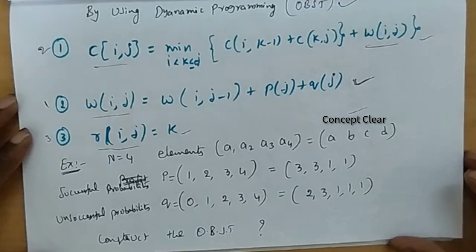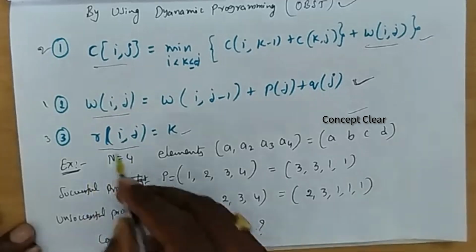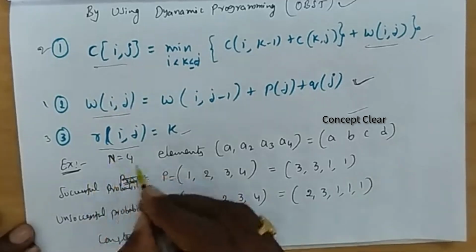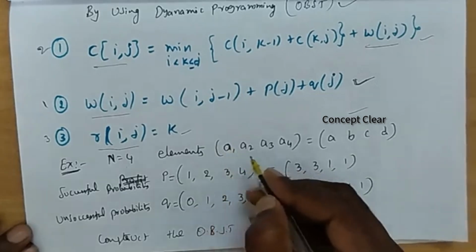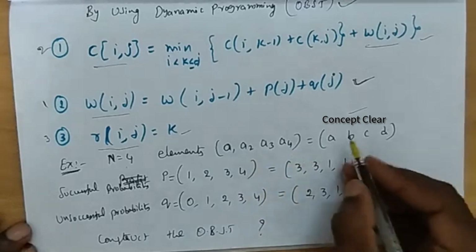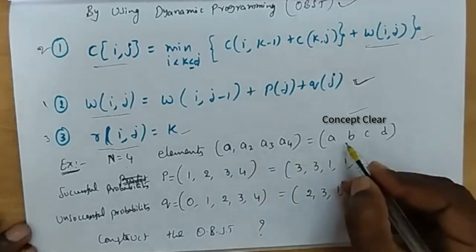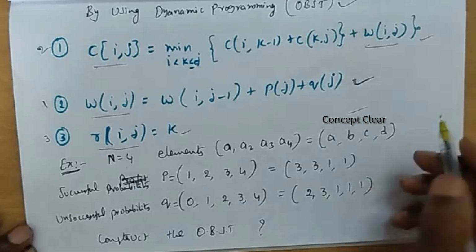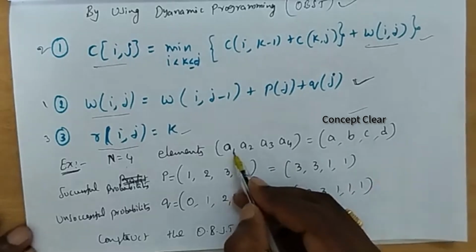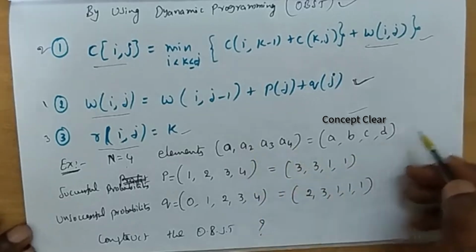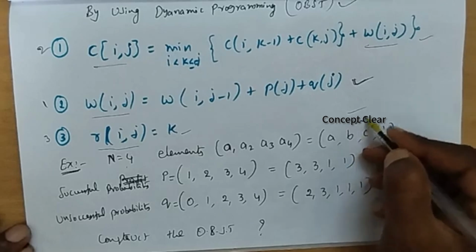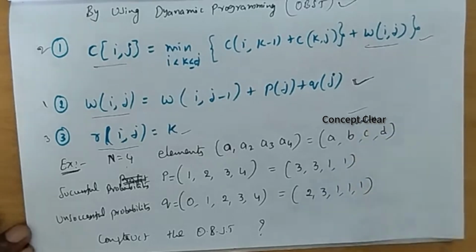Here I am taking example values: n equals 4. What is the meaning of n equals 4? It means 4 elements, and those elements are called A1, A2, A3, A4. Okay, what are the element values? The element values are A, B, C, D. Okay, A1 is the first element, A2 the second element, A3 the third element, A4 the fourth element, and respectively A, B, C, D are the element names actually.